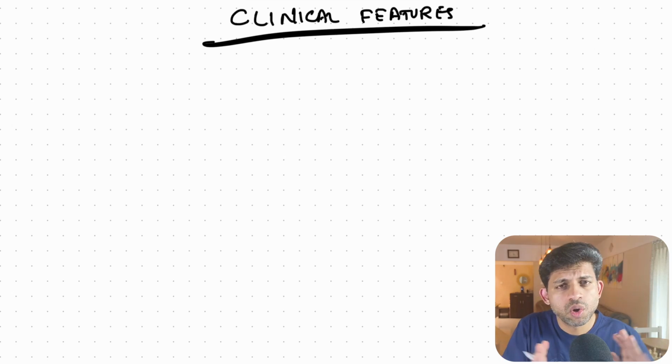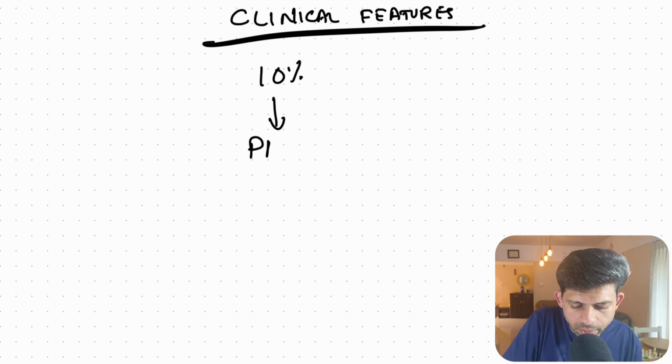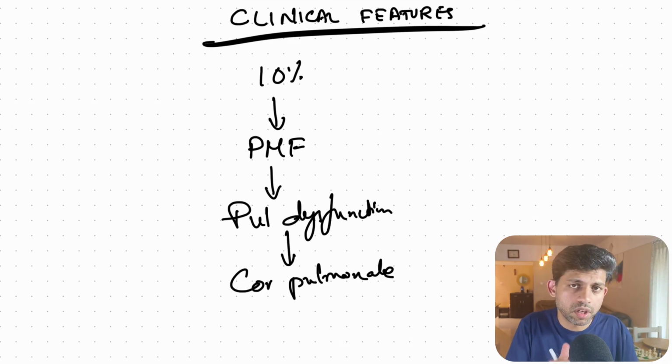Clinically, usually coal workers pneumoconiosis is benign. Only 10% of people progress to complicated coal workers pneumoconiosis or progressive massive fibrosis, which later on leads to pulmonary dysfunction and cor pulmonale, or basically heart failure because of lung disease. And unlike silicosis, tuberculosis or lung cancers do not occur in coal workers pneumoconiosis.